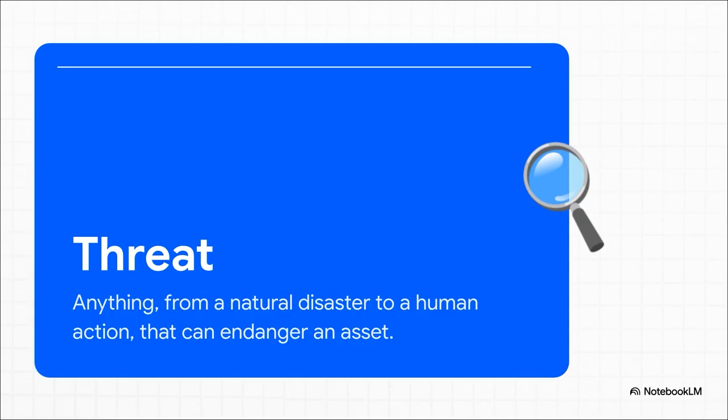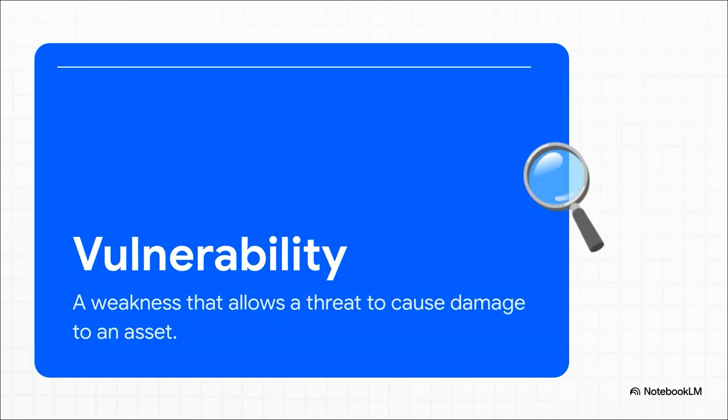Okay, so if risk is the potential for a problem, what actually causes it? Well, that's what we call a threat. A threat is pretty much any force, whether it's natural or man-made, that can cause harm. It could be anything from a hurricane that floods a data center to a hacker actively trying to guess your password. And finally, how does a threat actually do its damage? It finds a vulnerability. A vulnerability is just a weakness, an opening that a threat can exploit. It's like an unlocked window that a burglar, that's a threat, can use to create the risk of a break-in. See how they all connect?